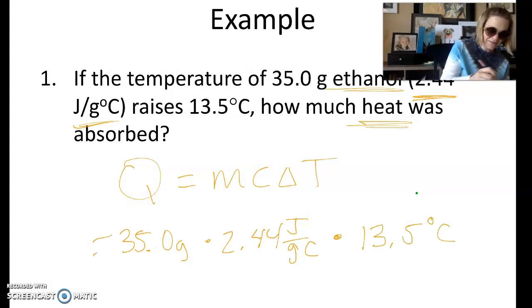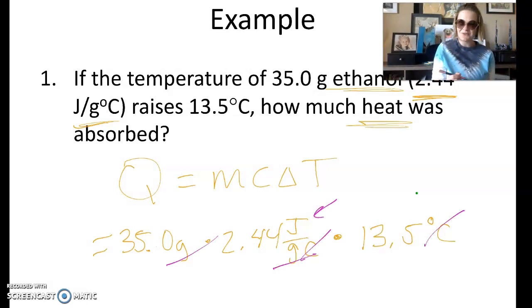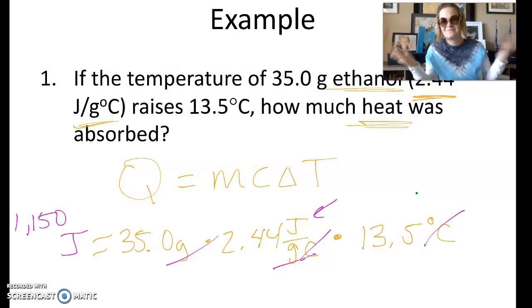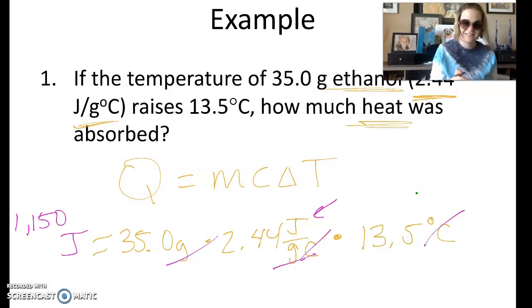So here is some math magic. I'm going to switch colors just to make this exciting. Celsius goes away, grams go away. Do you see how the one unit we're left with is joules? That's heat, that's energy. If I kept with the 3 sig fig idea, I think we get 1,150 joules of energy. Not bad, right? I can do it. You can do it.